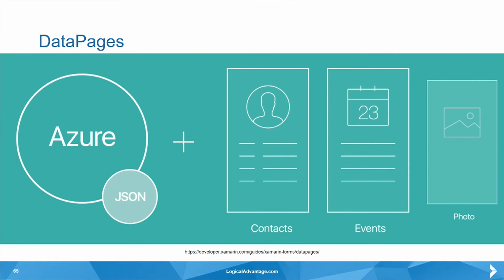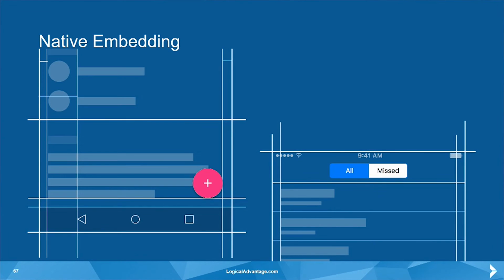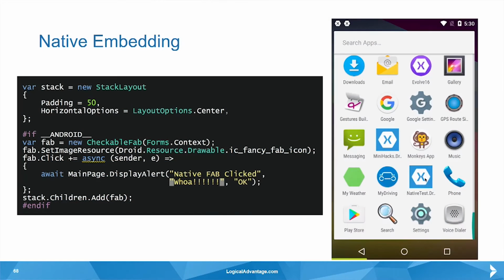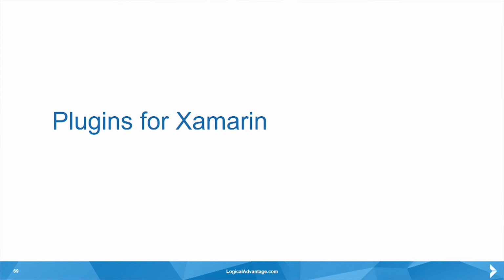They added themes, so you can change the style for your entire app from like a light theme to a dark theme. Native embedding, so there's some controls specific to Android or specific to iOS that you can add. There's a little bit of code of how you might do that for the fab icon. Let's see, we already went through the animation. So let's go over some plugins.